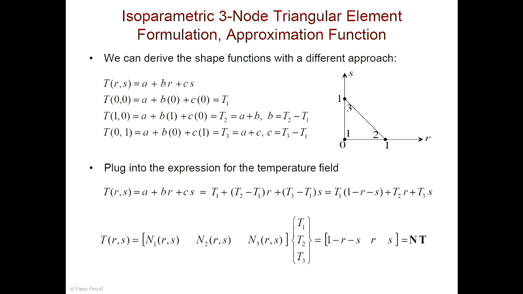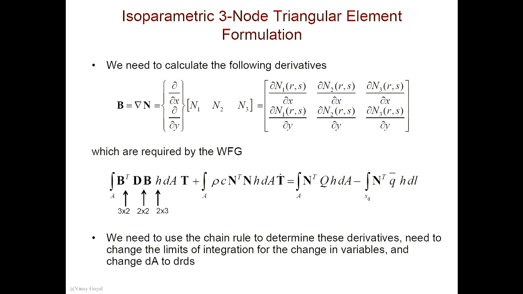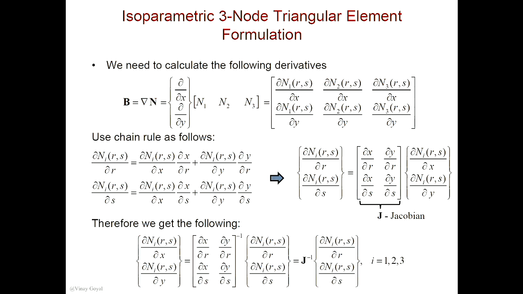So N1 is 1 minus r minus s, N2 is r, N3 is s. I'm ready to go. Now these derivatives need to be taken care of. I can't do it directly because they're a function of r and s, not a function of x. So I have to do that calculation somehow. Same process: I take the chain rule at the bottom there to calculate these derivatives.